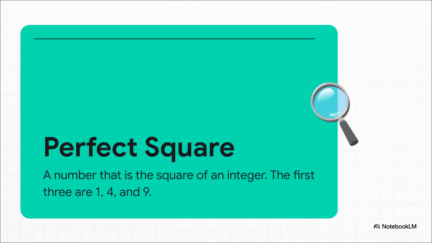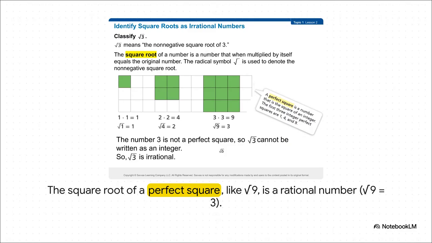Now, to really get a handle on some of the most common irrationals, we first need to talk about this idea of a perfect square. It's super simple, really. It's just an integer multiplied by itself. So, 1 times 1 is 1, 2 times 2 is 4, 3 times 3 is 9. Those numbers, 1, 4, 9, they're perfect squares. Simple enough, right? Okay, so what happens if you take the square root of one of those perfect squares, like, say, the square root of 9?